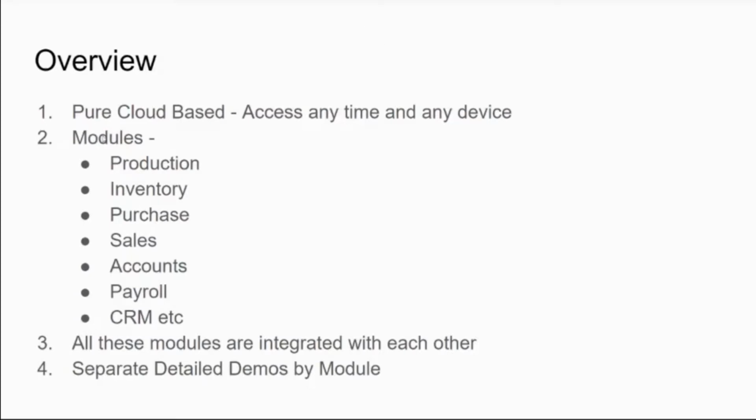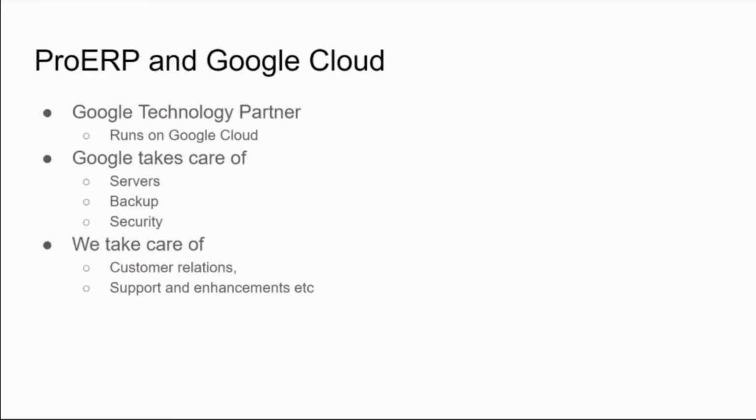The primary modules covered in the ERP are production, inventory, purchase, sales, accounts, and there are many other modules like expense management, payroll, CRM, etc. We will cover these modules later on in detail in videos. Let's get to the basics of it.